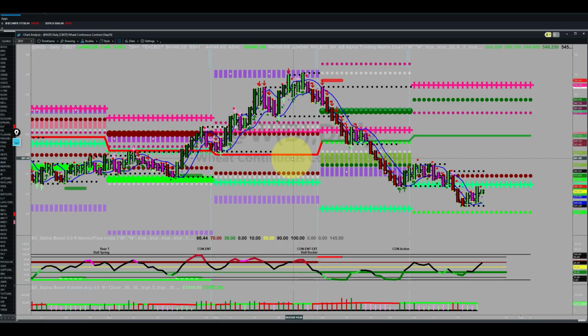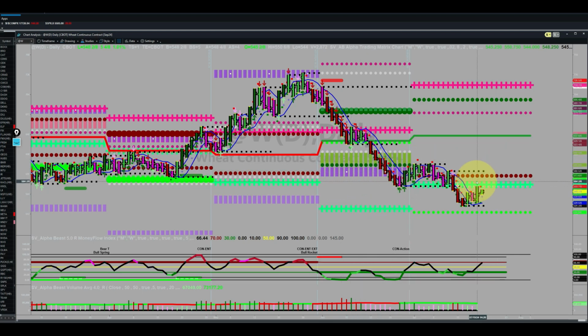Now, let's dive a little deeper into what the trading matrix does. So the Alpha Trading Matrix is a multi-time framed system. It uses a daily bar with monthly, weekly overlays. You can use this on any time frame, any market that's traded through TradeStation or TradingView. So you can trade cryptos, currencies, stocks, futures, commodities, whatever you like.